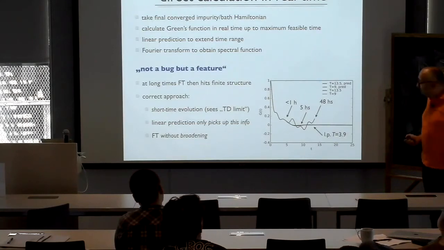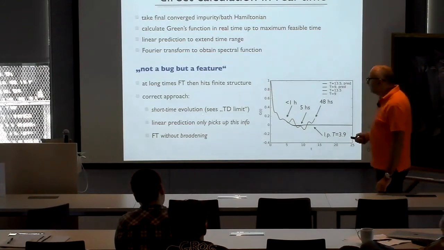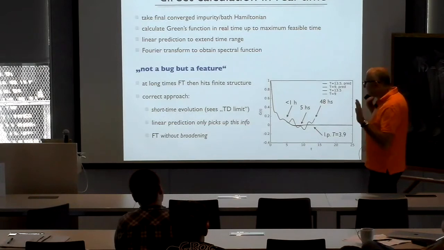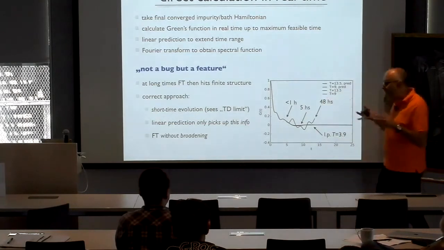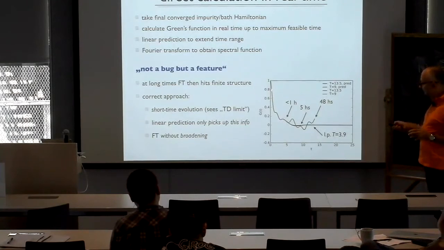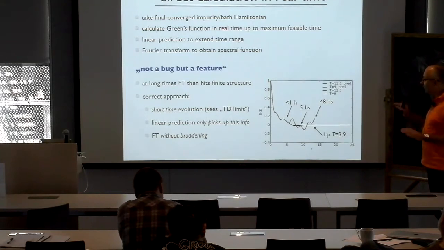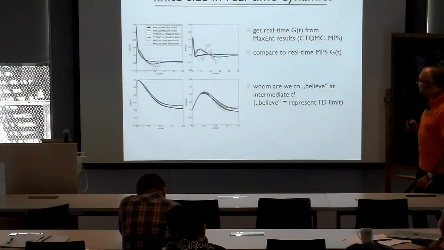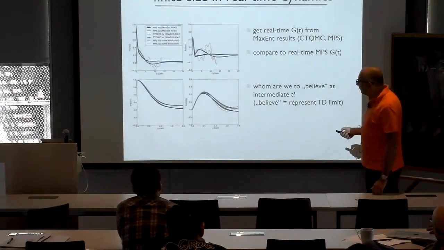So what you really would want to do is only look at the short time evolution, whatever that means, that sees the bath as if it were describing a thermodynamic limit system. Do linear prediction only from the stuff at the beginning. This is actually what gives you that curve here. And then you do the Fourier transformation without any broadening or anything to get rid of finite size effects. You don't need that.